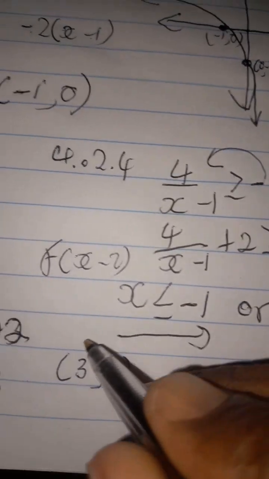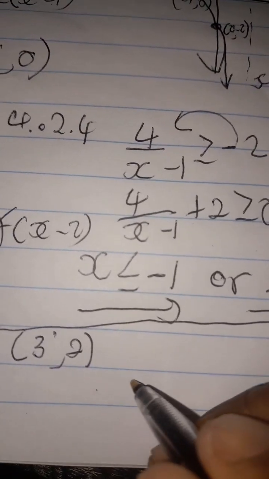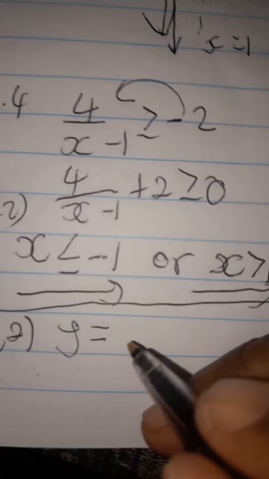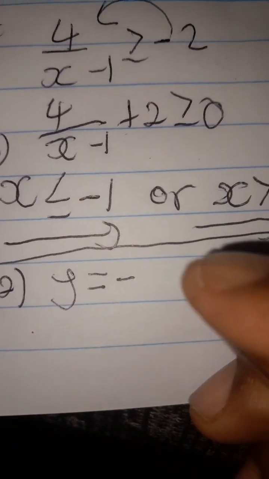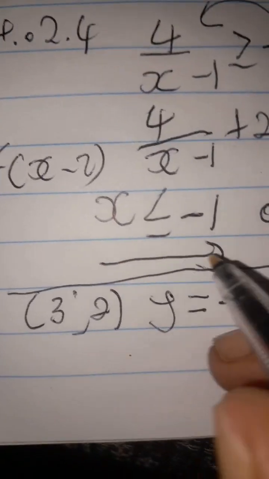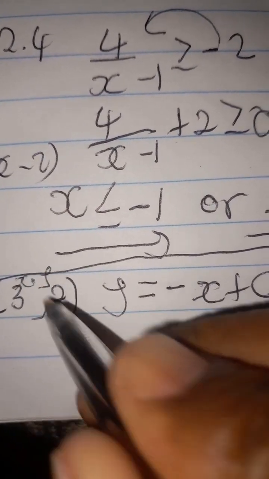Because they are looking for the equation of symmetry that has a negative gradient. So we're going to say, this is the formula we are going to use. y is equal to -x plus c. So substitute this coordinate. This is x and this is y.